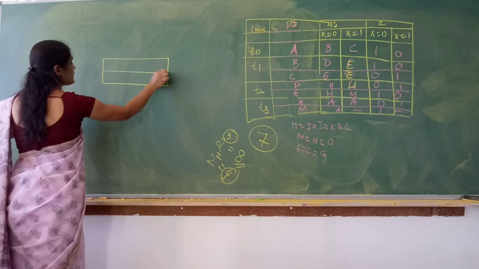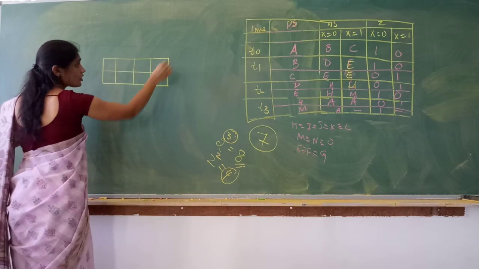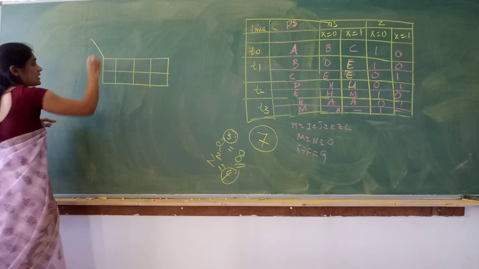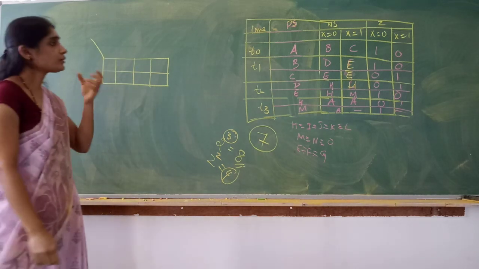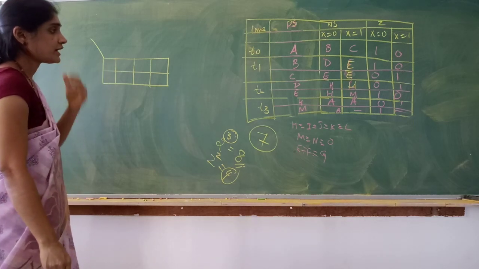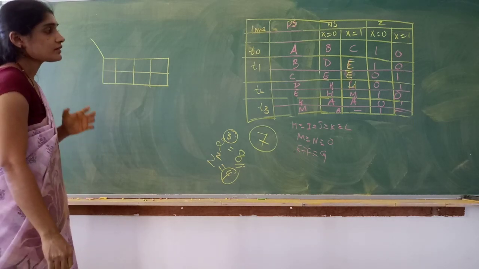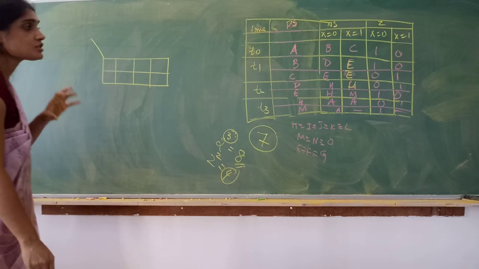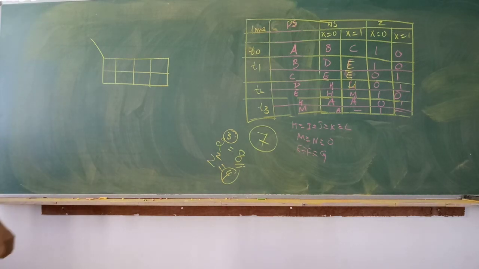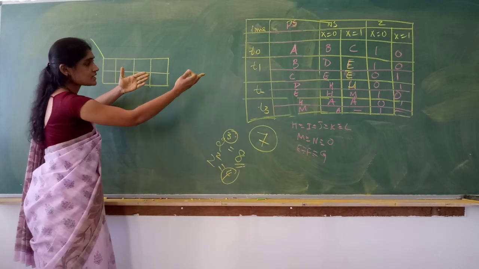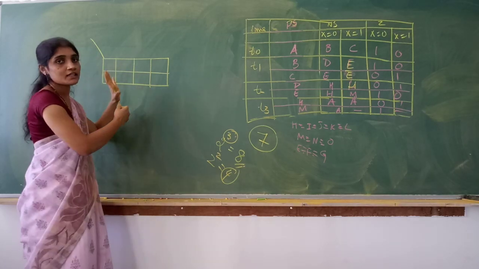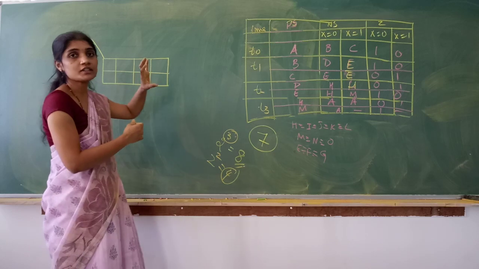So I will take a 3 variable K-map here, since I have got 7 states. Now where to write A, B, C, D, E, F, H and M? For this, we have state assignment rules. Based on 3 guidelines, we are going to assign the adjacent cells. I cannot write A, B, C, D, E, H, M wherever I want. State assignment has to be done according to the guidelines.